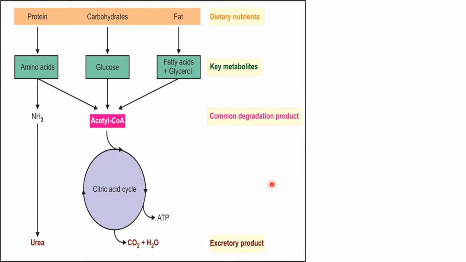This is the picture showing the generation of the common degradation product of major nutrients like protein, carbohydrates, and fat, which is acetyl-CoA. This acetyl-CoA enters into the citric acid cycle for complete oxidation, and after complete oxidation gets converted to carbon dioxide and water, and there is a generation of ATP.